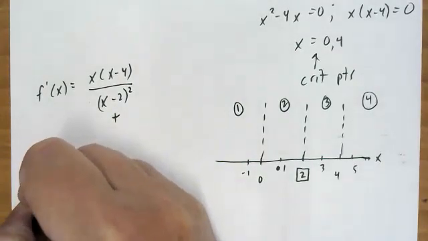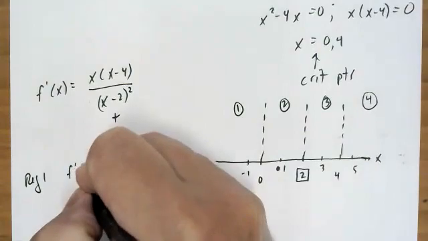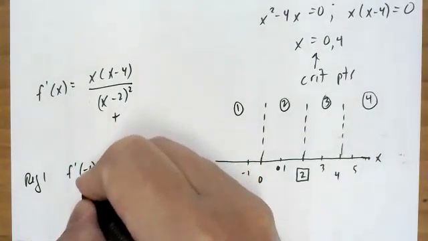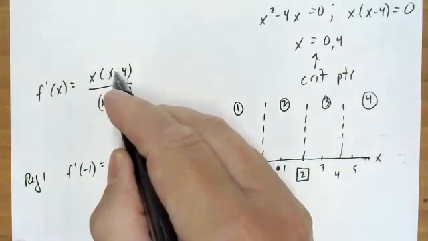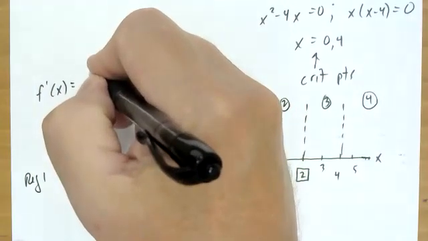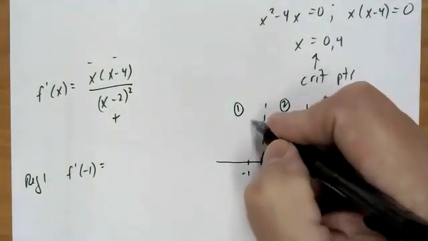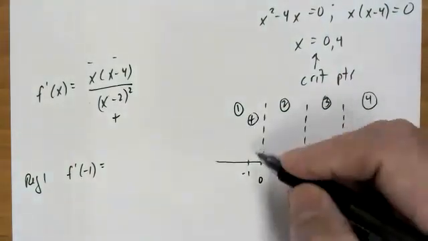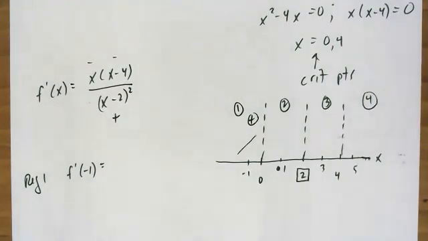So for region 1, when I plug in my test point -1 into my derivative, what's going on in the top? You have -1, -1. So this parentheses is negative. X out here is negative. 2 negatives make a positive. Turns out region 1's positive. So we can imagine that our function is increasing.